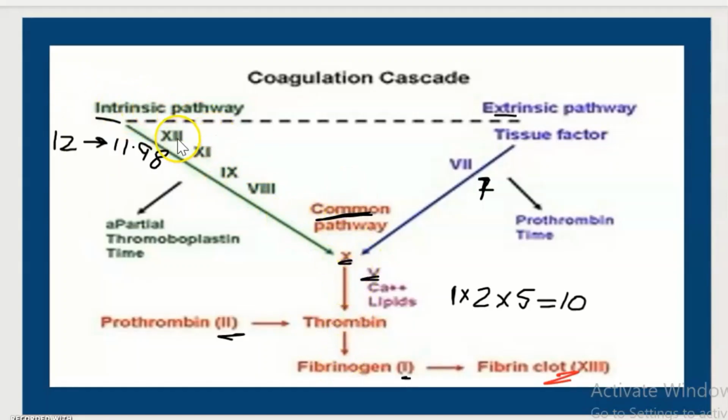So if you have been asked about the clotting factors of intrinsic pathway, tell them along with the common pathway factors. Not only 12, 11, 9 and 8, you have to tell these clotting factors also. And if you have been asked about extrinsic pathway, you have to tell all these factors, but not these factors of intrinsic pathway.